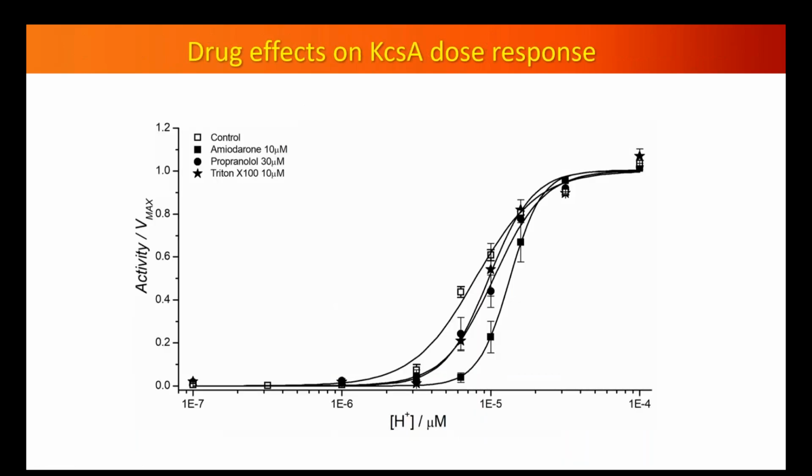So I wanted to see how these drugs affect KCSA function. And in a first experiment, we applied these drugs to KCSA, incubated them for 10 minutes, and determined dose response in the absence, which you can see here as the open channel in control, compared to in the presence of each of these drugs: amiodarone, propranolol, and TX100, which is a detergent. And we found that each of these drugs, even though they're very different, all affect KCSA. They right shift its dose response curve, indicating that it's more difficult in the presence of these drugs to open KCSA.